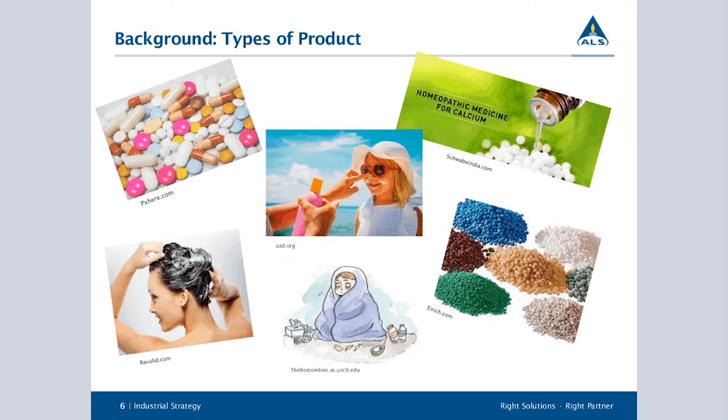The types of products to test are mainly any non-sterile products with active ingredients, like sunscreens, anti-dandruff shampoos, even some of the homeopathic medicines that are out there, raw materials, patches, tablets, and APIs.